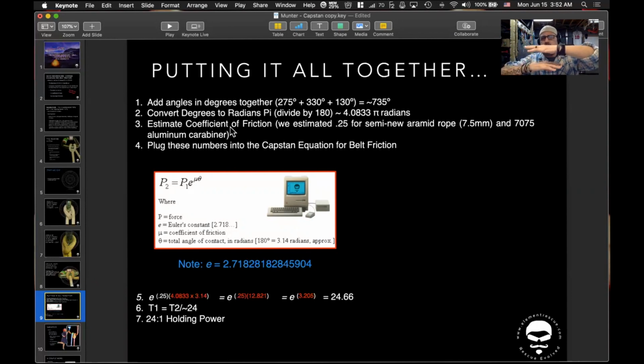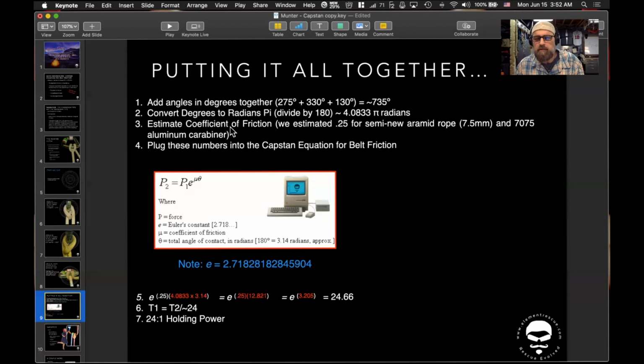But let's say we took that same aramid rope and ran it across a brick or poured concrete. That's going to be a higher coefficient of friction. A lot of times we have a higher coefficient of friction when we deal with steel and some of the anomalies that exist in there. So for this, we were able to take a lot of other studies and estimate that to be about 0.25.